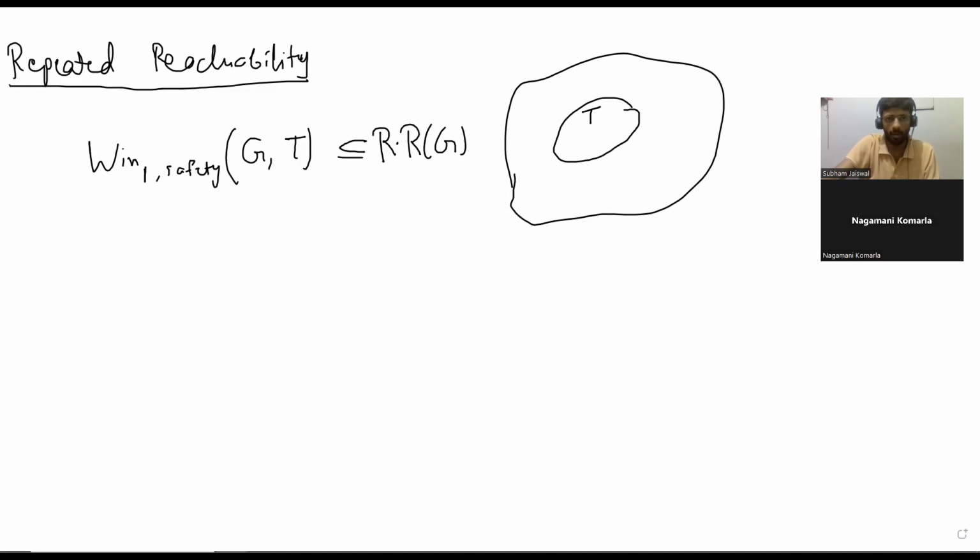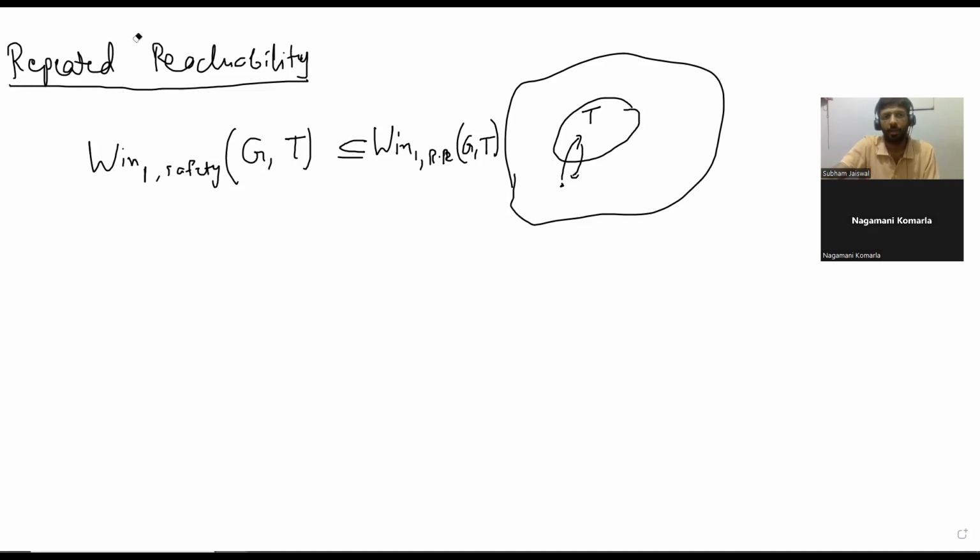Or maybe Win1 of the repeated reachability game with G as the input graph and T as the target set. These two both have to go in as inputs. Yes, this will be in it, but this may not be all the vertices. You can easily make a counterexample, some sort of cycle in and out of T. So how do you find all the vertices? In fact, we will do this rather indirectly.